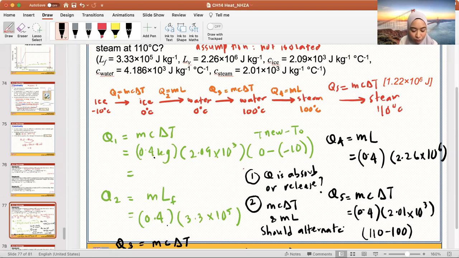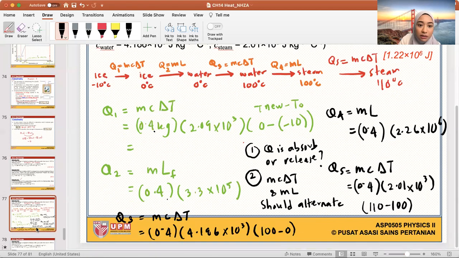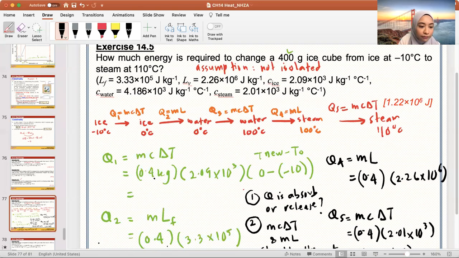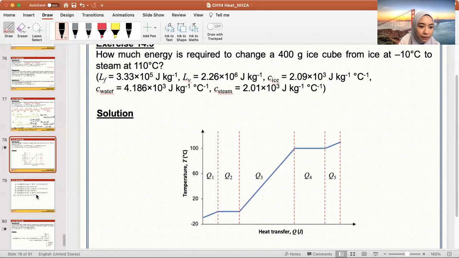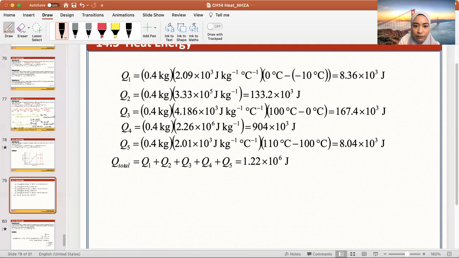There's no ice at 0 degrees Celsius converting to water at 0 degrees Celsius, then converting to steam at 0 degrees Celsius, because mL does not increase the temperature. So how do you become steam? You have to have the mc delta T. Okay, so let's see if our work is correct. This is number 14.5. Praying that we interpreted the question correctly. So 0.4, 2.9, 333, blah, blah, blah, 100. Okay, I think we got it right, except that I did not use my calculator, but you can do that if you want to double check.